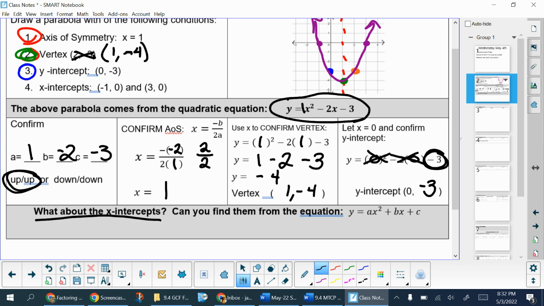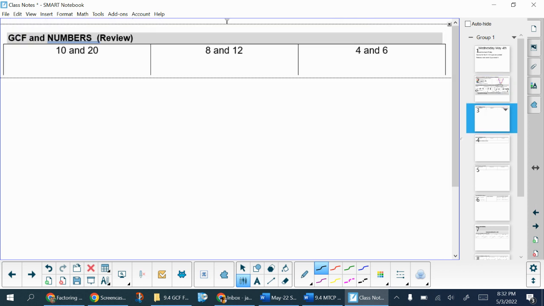And so that's really what we're going to be talking about today and where we're going with this last unit here. So, first thing we've got to review is something from way back at the beginning of the year. This was the very, very beginning of first try, which is GCF. GCF, if you remember, means greatest common factor.